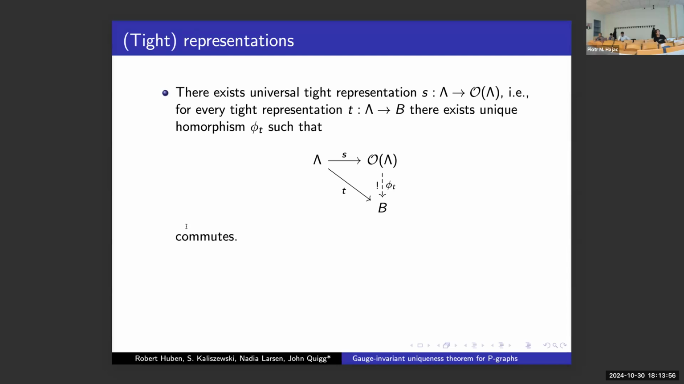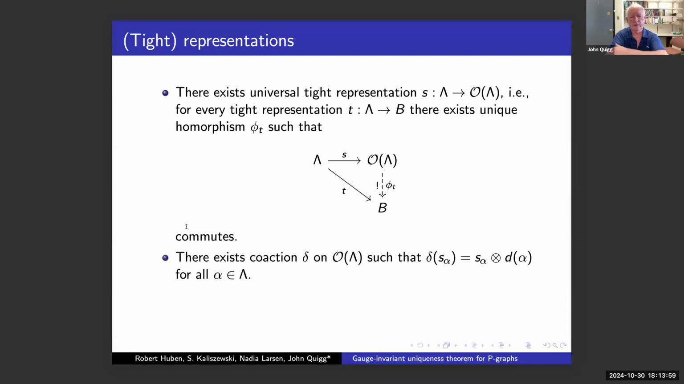This is true at this level of generality, and now there is a coaction of the group G. Remember, we had the G and the P. So the group G has a coaction on this P-graph C-star algebra O of lambda that takes morphisms S sub alpha, S has degree alpha in P, takes anything of the form S sub alpha into S sub alpha tensor d of alpha. That's an element of the group G, and that sits inside O of lambda tensor the C-star algebra of G. Wait, so an analog of the dual coaction. Go ahead. G has no topology. G is discrete, right? That's right, just discrete.